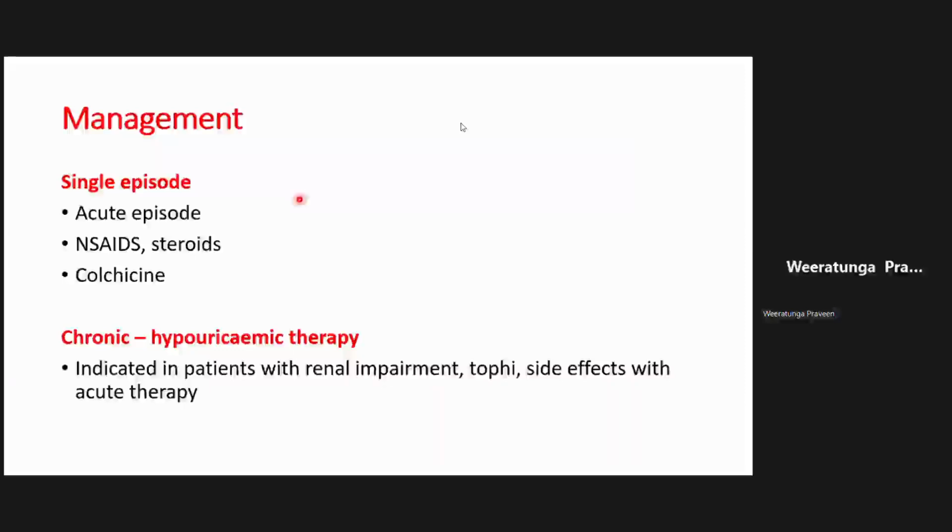Right. So management of an acute episode is NSAIDs. Some people use a short course of steroids and colchicine. Those are the commonly used drugs. Some people will need chronic hypouricemic therapy. This is especially indicated in people who have renal impairment, recurrent acute episodes, and tophi. Those people will need prophylactic therapy, and the drug of choice is allopurinol.